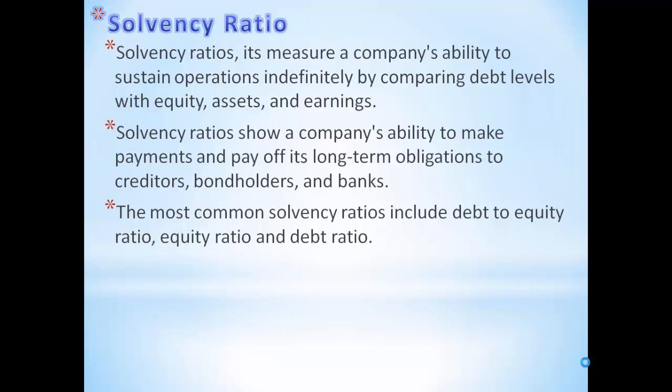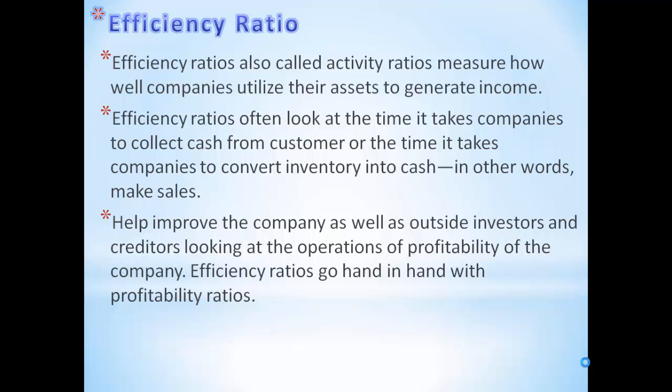Next is solvency ratio. Solvency ratio measures a company's ability to sustain operations indefinitely by comparing debt level with equity, assets, and earnings. Solvency ratio shows a company's ability to make payments and pay off its long-term obligations to creditors, bondholders, and banks. The most common solvency ratios include debt to equity ratio and debt ratio.